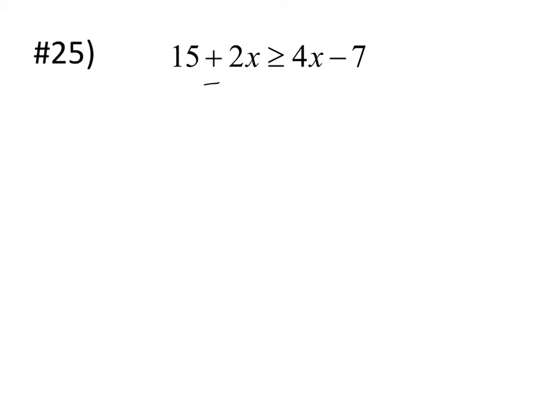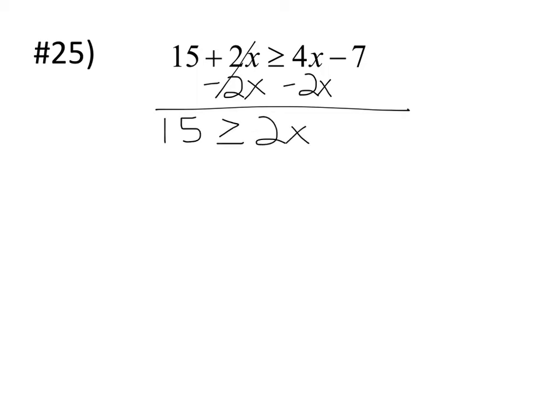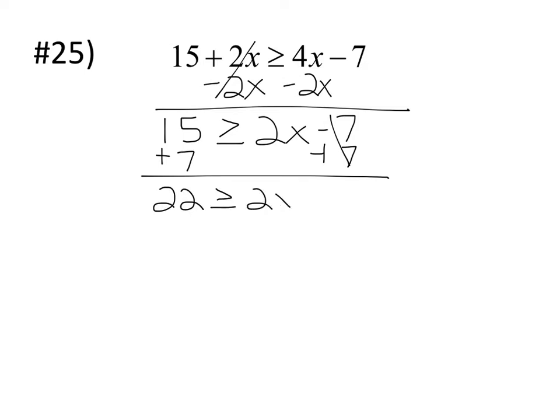Okay, first things first, I'm going to move the smaller of the x's to the larger of the x's. That's going to give me 15 is greater than or equal to 2x minus 7. Then I'm going to add 7 to both sides, giving me 22 is greater than or equal to 2x. Then I'm going to divide by 2 on both sides. We're isolating our variable here, giving me 11 is greater than or equal to x.